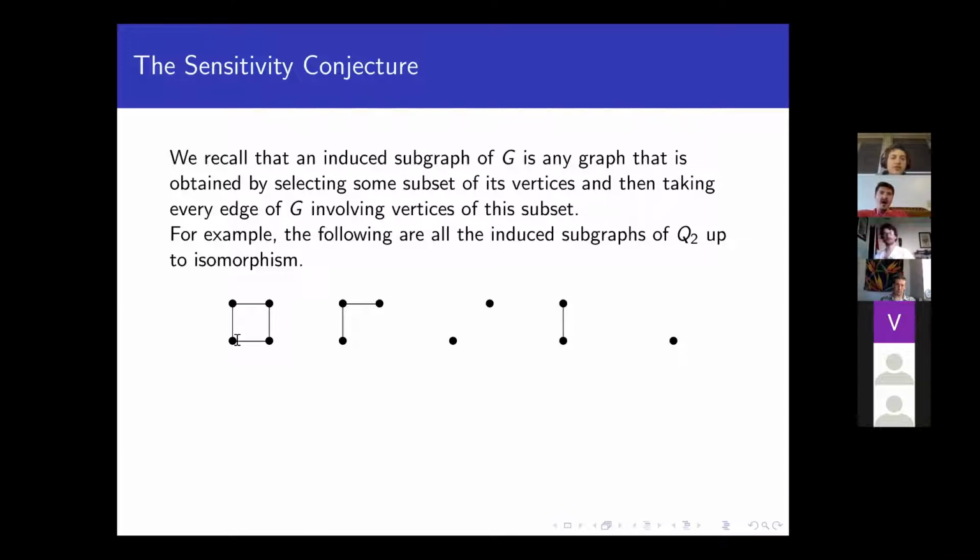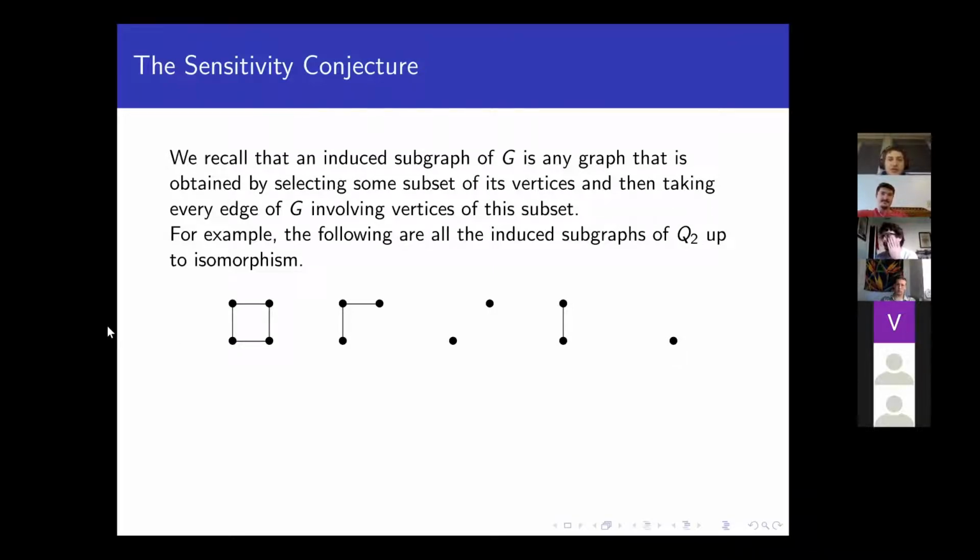Similarly, if we take two opposite vertices, we'll just get this empty graph on 2 vertices. If we choose these 2 vertices, we get an edge as an induced subgraph. Choose one vertex, we get one vertex, and if we choose no vertices, we get the completely empty graph. So these are all of the isomorphism classes of induced subgraphs of the 2-dimensional cube.